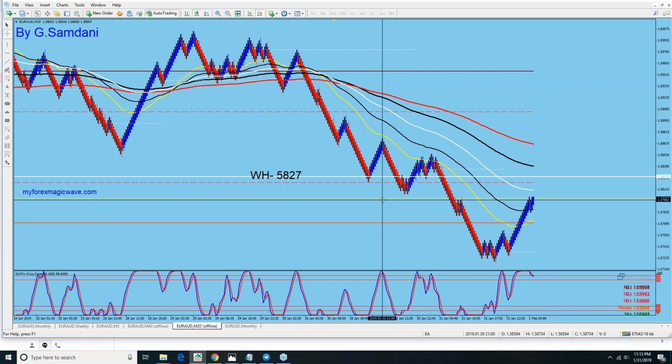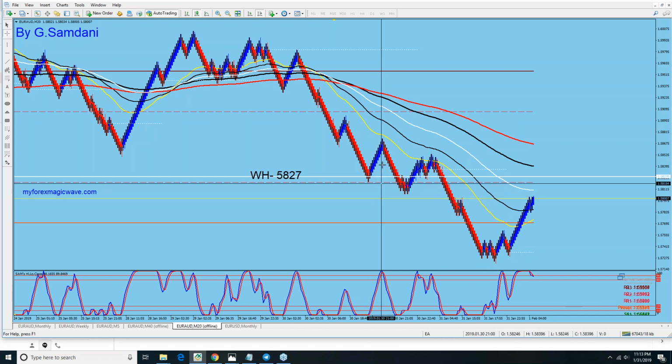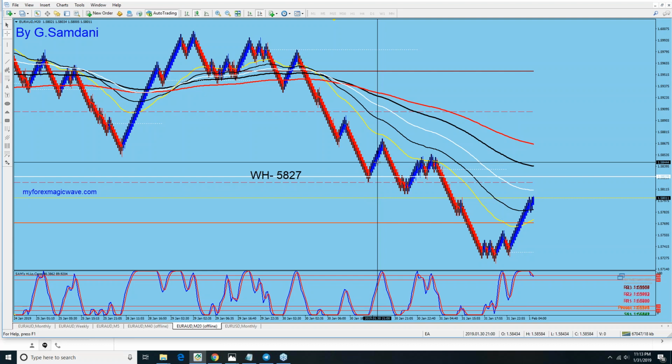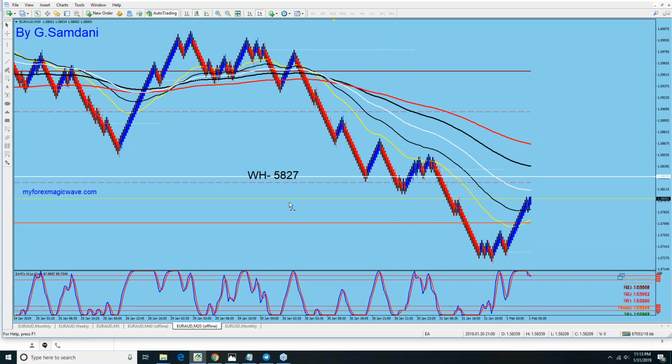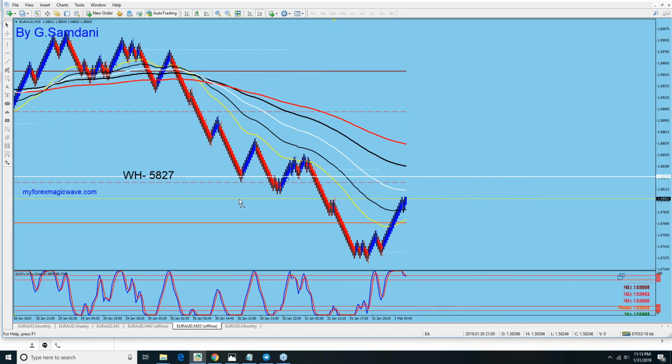This is the low. Actually, the short setup was valid. This is a perfectly valid short setup. And this is a perfectly valid short setup. So this pair never gave us a chance to go long whatsoever. It was actually giving us short setups, right?